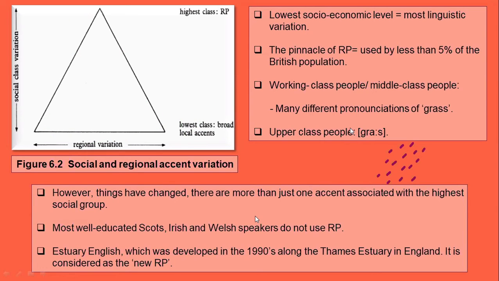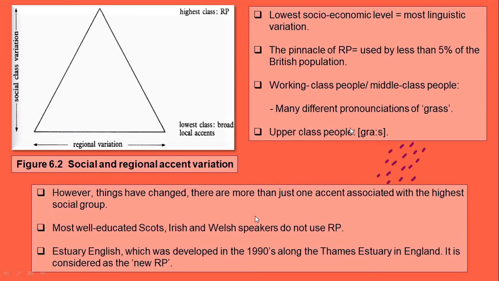However, things have changed. There are more than just one accent associated with the highest social group. These days, Scots, Irish, and Welsh also have upper class people living there, but they don't use RP. Estuary English, which developed in the 1990s along the Thames estuary in England, is now considered a new RP. So RP is considered old-fashioned now.